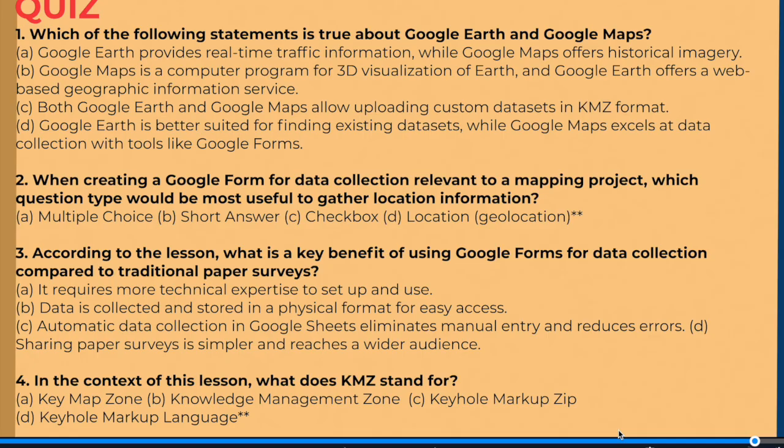3. According to the lesson, what is a key benefit of using Google Forms for data collection compared to traditional paper surveys? A, it provides more technical expertise to set up and use. B, data is collected and stored in physical formats for easy access. C, automatic data collection in Google Sheets eliminates manual entry and reduces errors. Or D, sharing paper surveys is simpler and reaches a wider audience.